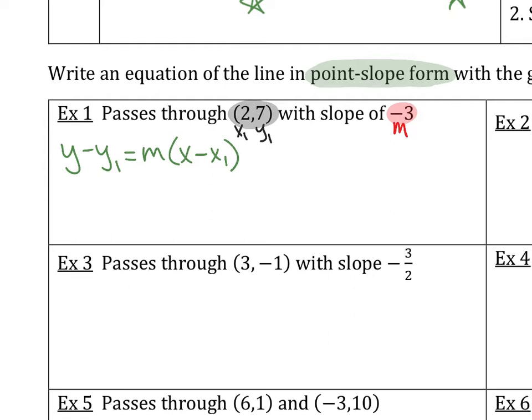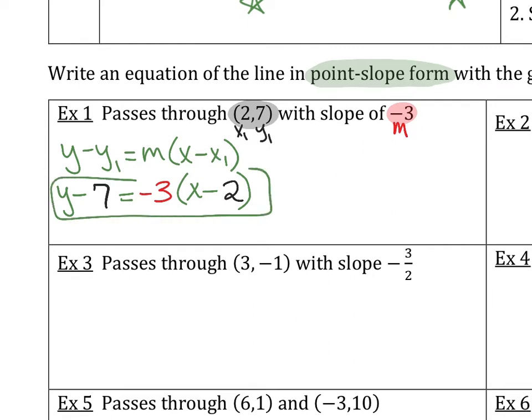Then we just plug our stuff in. We are plugging in the y1. What's y1? 7. Equal to m. What's the m? Negative 3. X minus x1. What's x1? 2. Do I need to simplify anything here? Do I have minus a minus? No. I'm done. That's it.